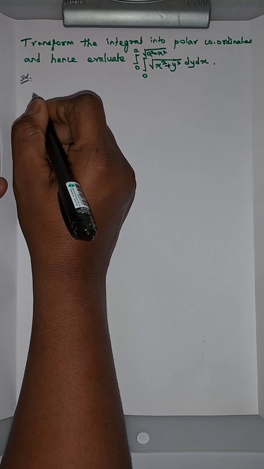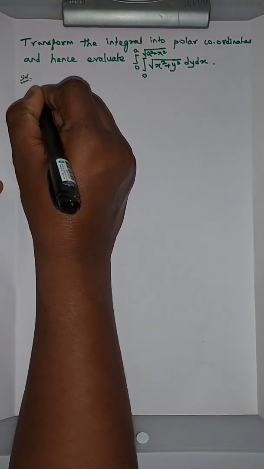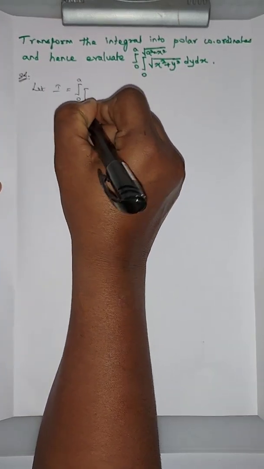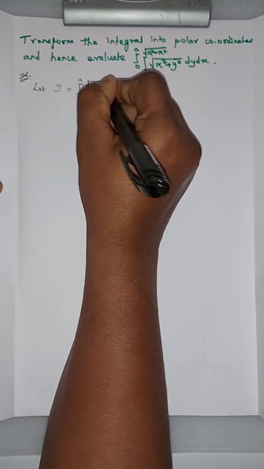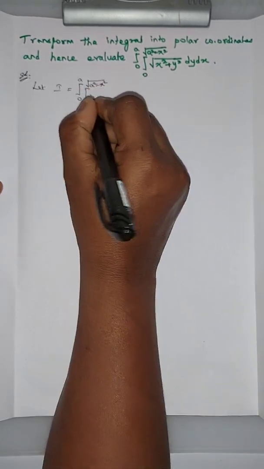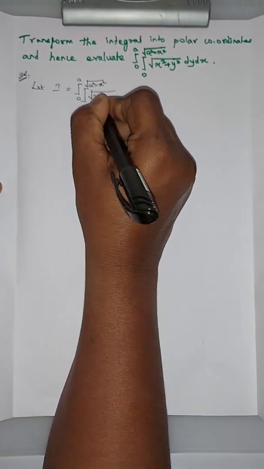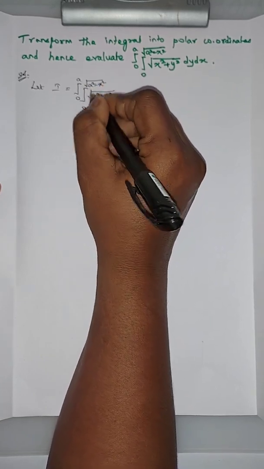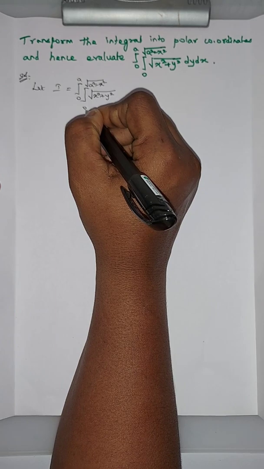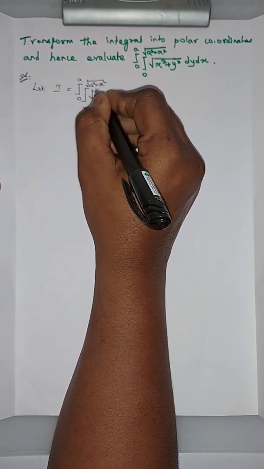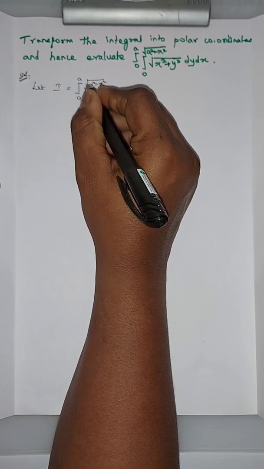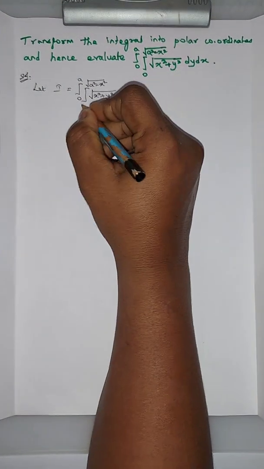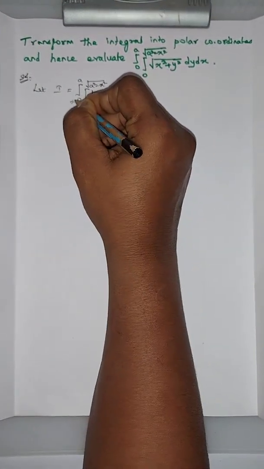So writing the given integral as I, let I be equal to the integral from 0 to a, integral from 0 to root of a square minus x square, integral function is root of x square plus y square dy dx. Here the limit is given in terms of x. Here the limit varies from 0 to root of a square minus x square. This is the limit of y and this is the limit of x.